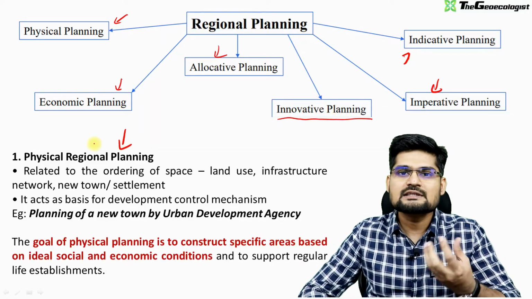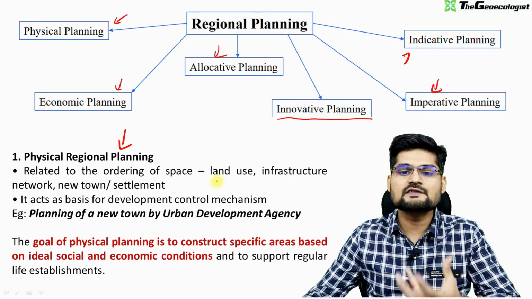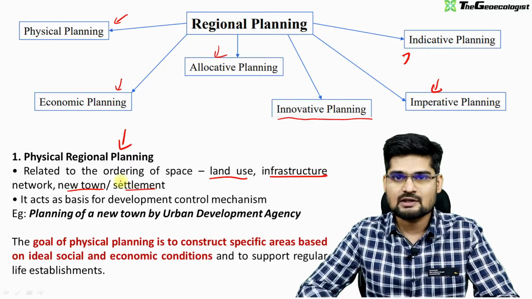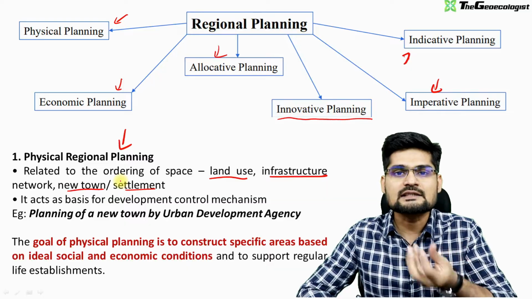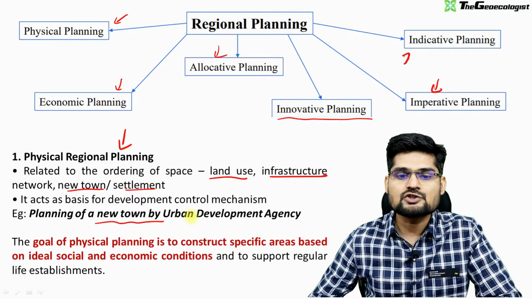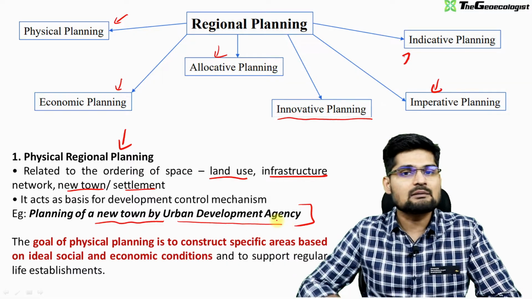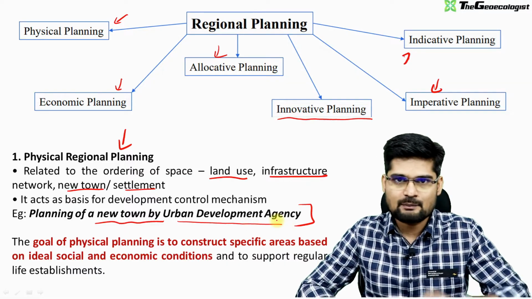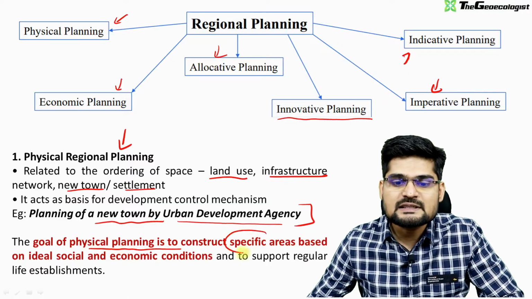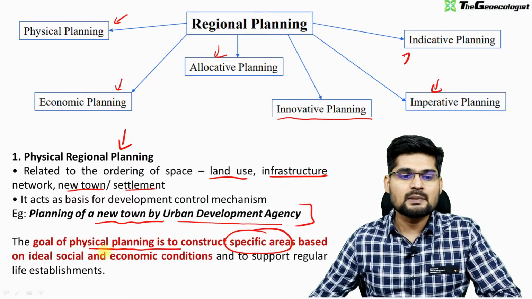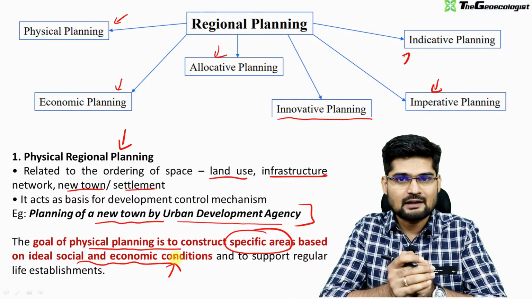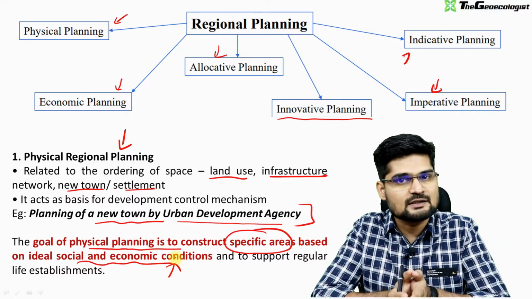What is this? The word itself is physical. It is talking about physical plan, land use, infrastructure building, new town and settlement structure planning. These are things which are physical in nature, right? Planning of a new township by an urban development agency can be considered an example. The goal of this physical planning is to construct a specific area or location based on the idea of social and economic conditions, growth and development. So this is a physicality in a physical space.